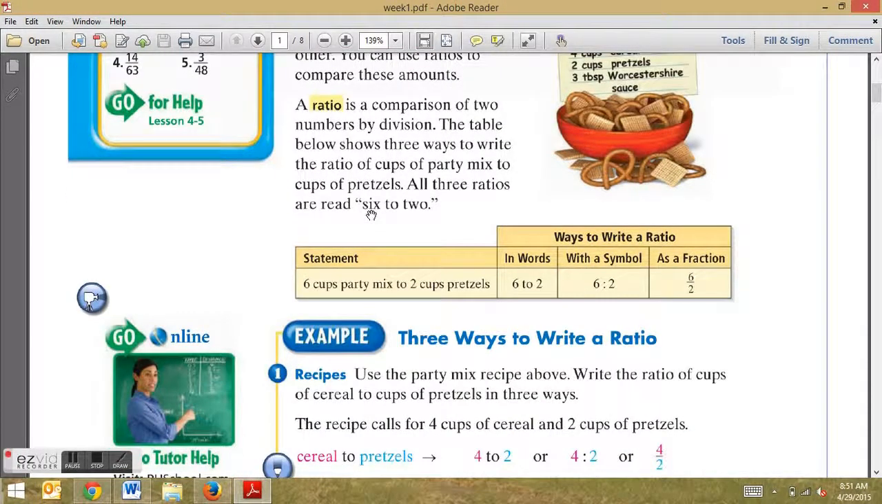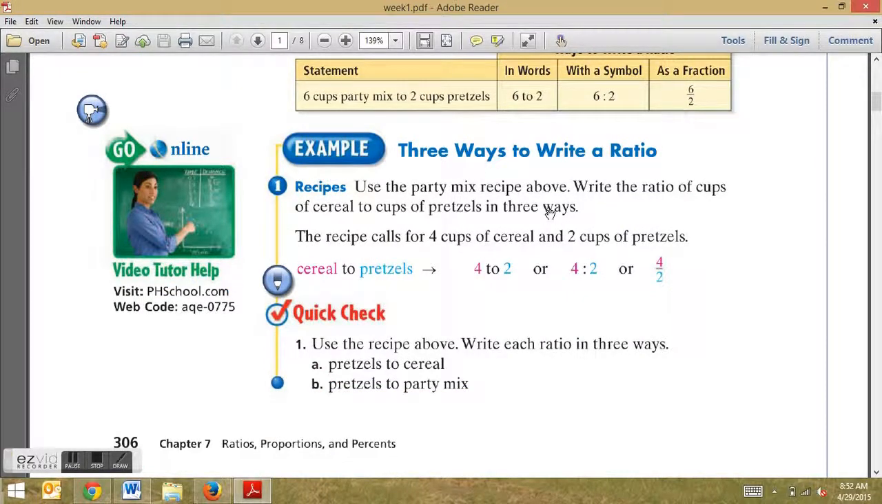To start off here, it says that a ratio is a comparison of two numbers by division, and the ratio can be written in three different ways. It can be written with the word "to," it can be written with a symbol, that's a colon, and it can be written as a fraction. One of the key things I want you to realize is that since the party mix is listed first, and the 6 is associated with the party mix, the 6 always comes first in every single ratio. You can't mix them up.